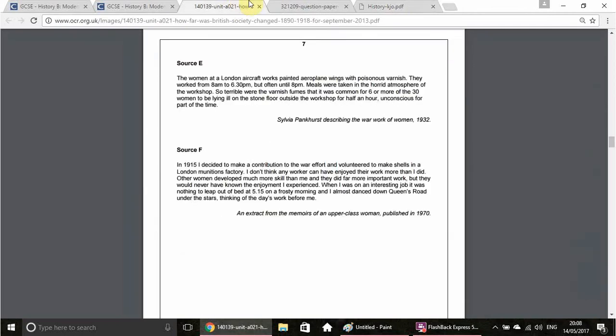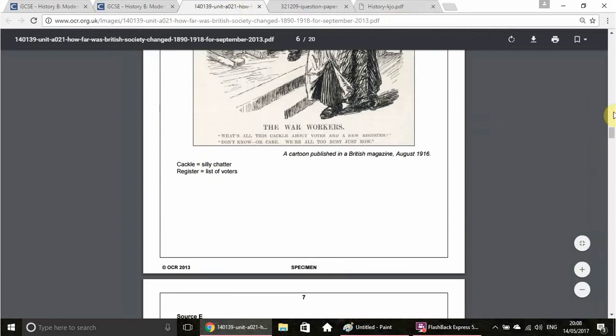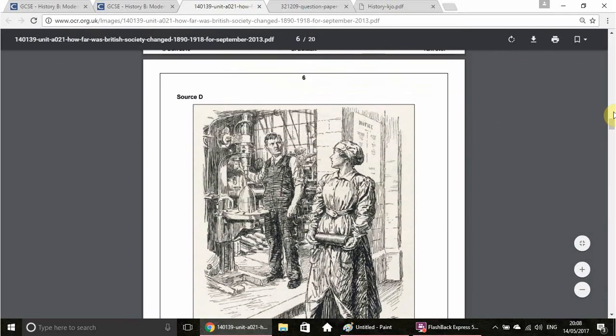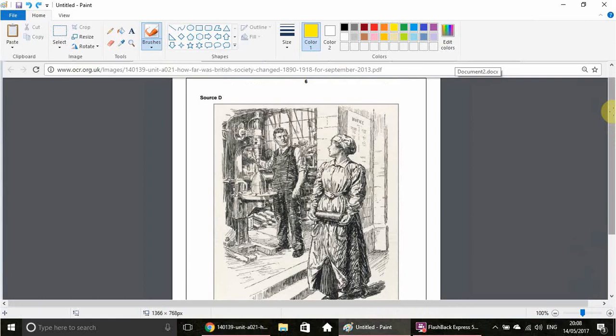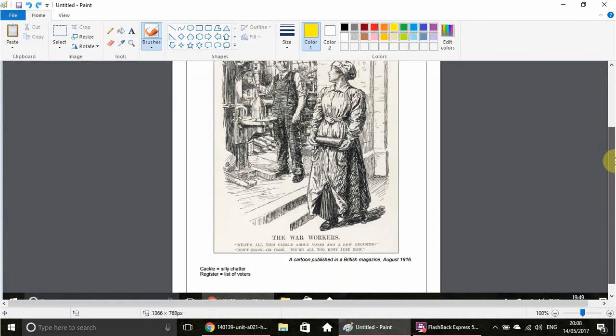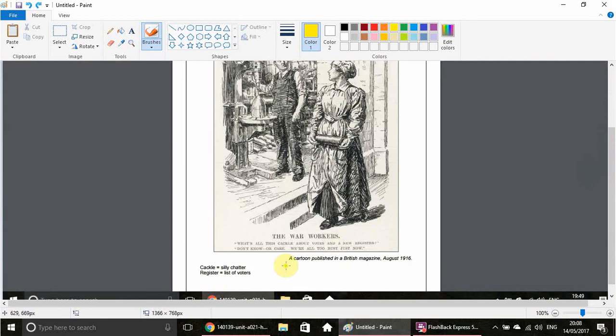So, we're going to start off by annotating a cartoon. So we'll look at this one in the specimen paper, which is source D. Okay, so the first thing that you do when you're annotating a source like this is you think about what is the nature, origin and purpose. The nature of this source is that it is a cartoon. The origin is from a British magazine in August 1916.